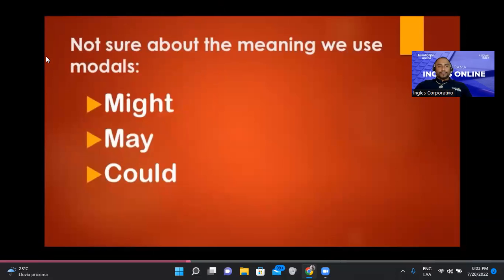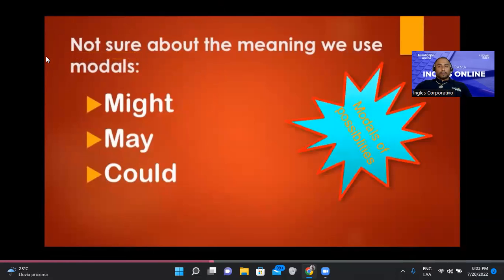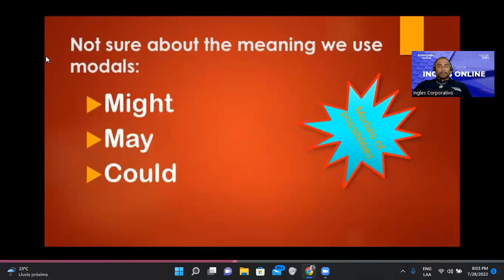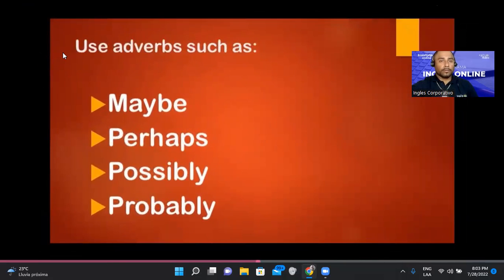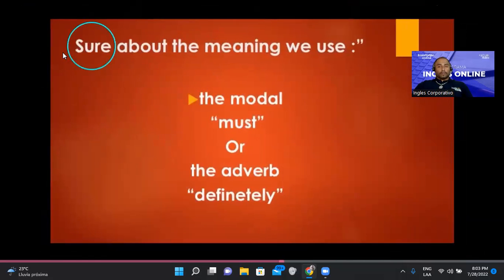Therefore, this is how we're going to use modals and adverbs. When we're not sure about the meaning, we use modals of possibility. For example, might, may, could, or we may use adverbs such as maybe, perhaps, possibly, probably. And when we're sure about the meaning, we use the modal must or the adverb definitely.